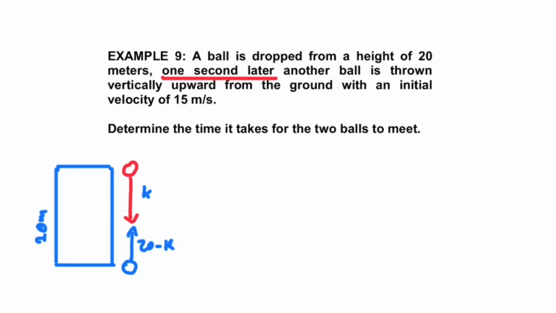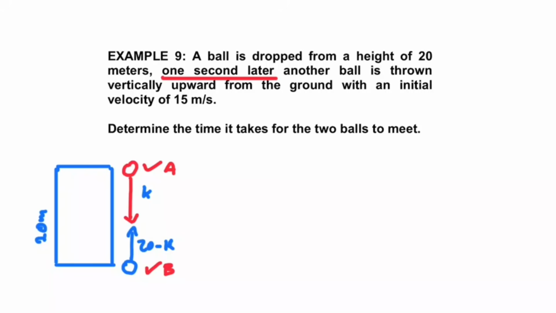A ball is dropped from a height of 20 meters. 1 second later, another ball is thrown vertically upward from the ground with an initial velocity of 15 meters per second. Determine the time it takes for the two balls to meet. We can say that this is ball A and this is ball B. Let's concentrate on ball A before we move to ball B.